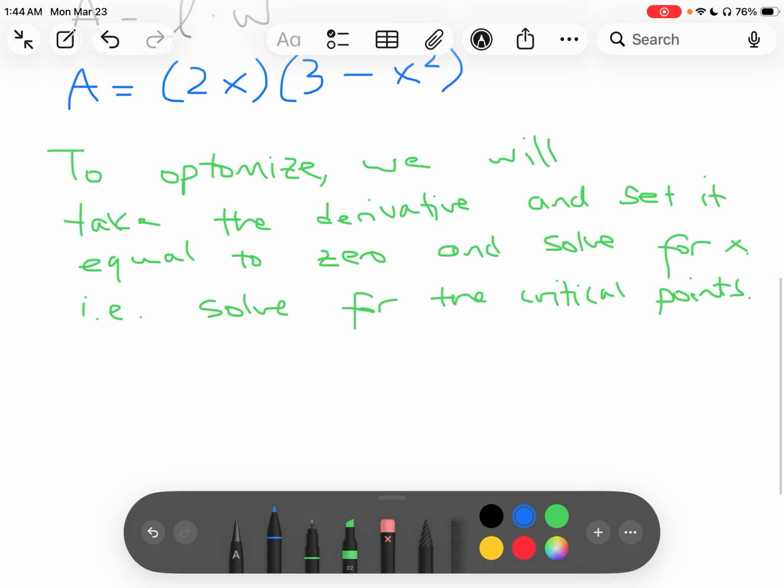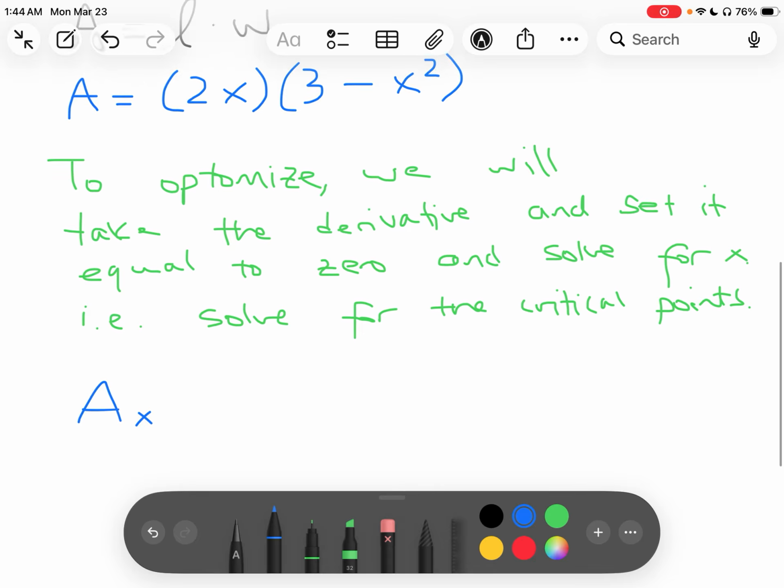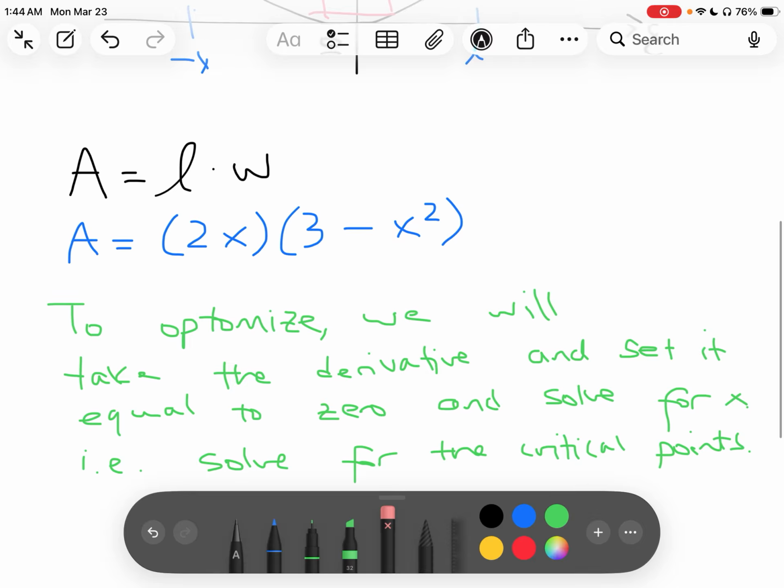Okay, so let's do that. Actually, before I do that, I'm going to rewrite this. I'm going to expand and simplify. We will do 2x times 3, which is 6x, minus 2x times x squared, which gives us 2x cubed.